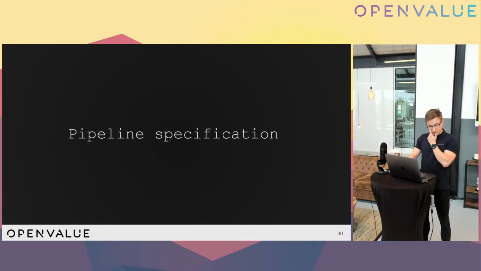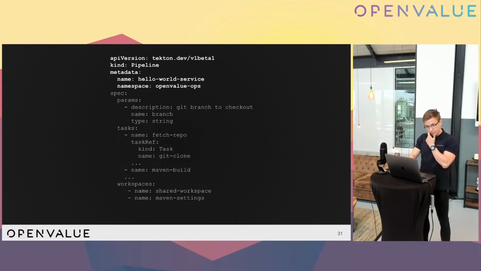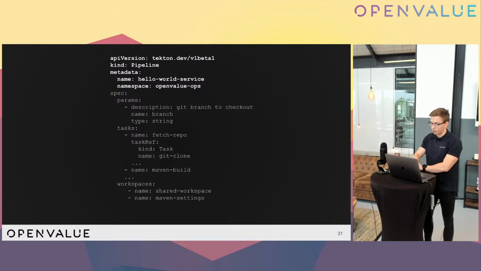So coming to the pipeline specification, it's very similar again to the task specification, but the slight difference is here. Again, we specify the API, the kind. In this case, it's a pipeline. And we call the pipeline Hello World Service because we are building Hello World Service. And we want to deploy this pipeline in OpenValue Ops. This is a different namespace. And we also have a namespace for applications that we're gonna deploy to. So we are gonna show you that in a bit as well.